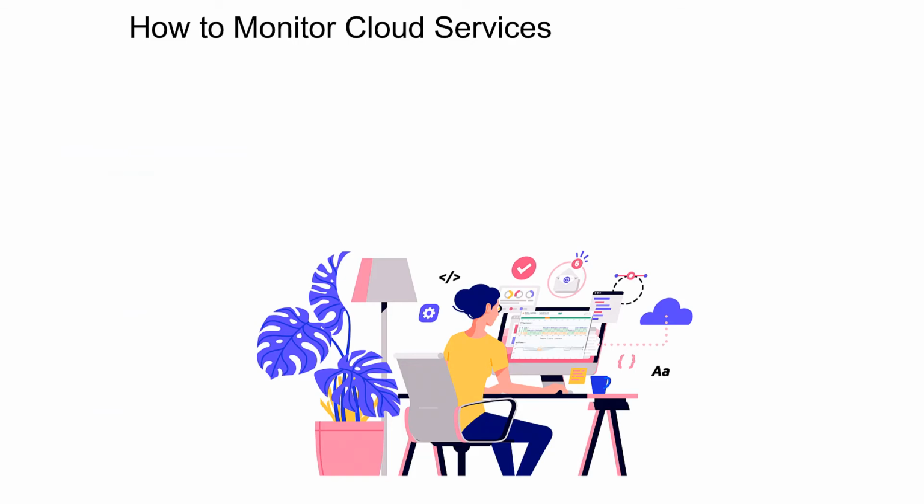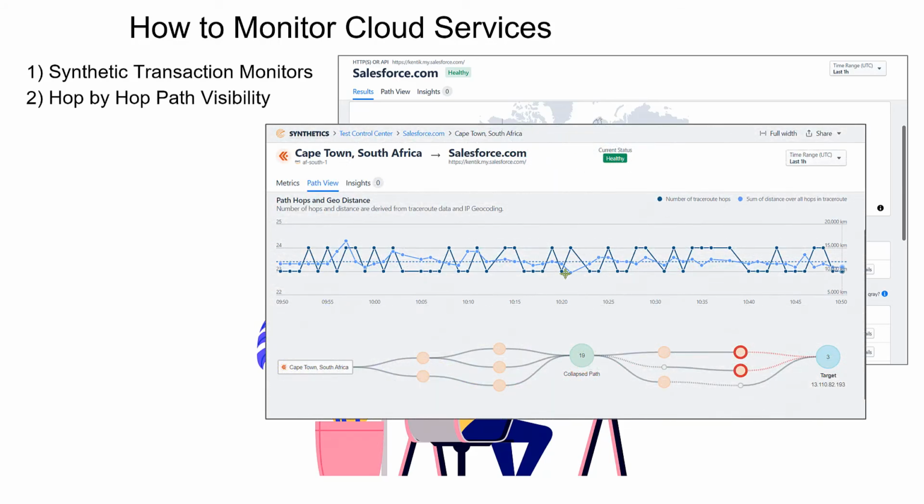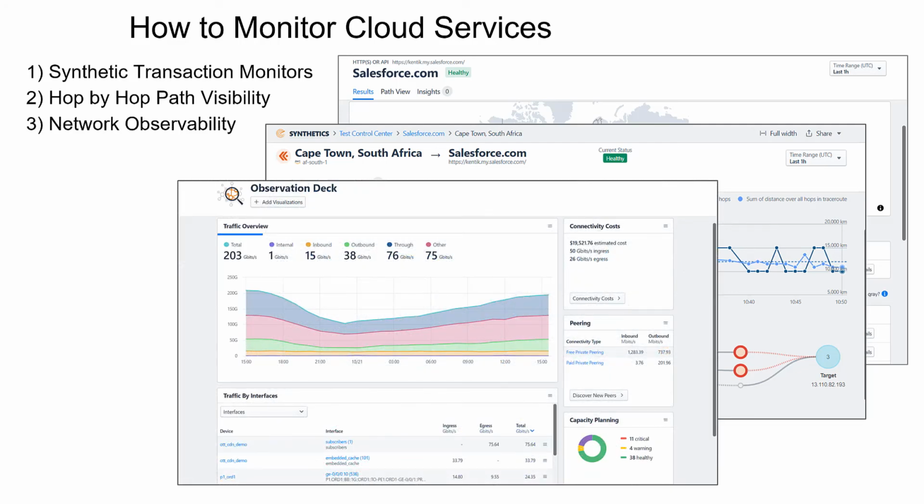All right, let's start wrapping this up. It's important to understand that monitoring cloud services requires first access to synthetic monitors to verify the response time of SaaS applications, hop-by-hop path visibility in order to identify trouble spots deep inside the internet so that you can work around them, and third, a network observability platform that ties it all together.